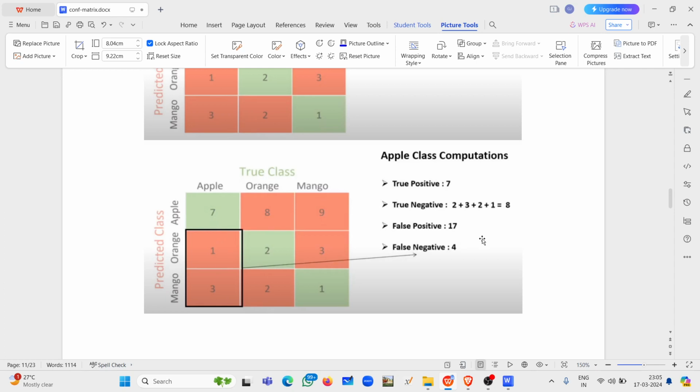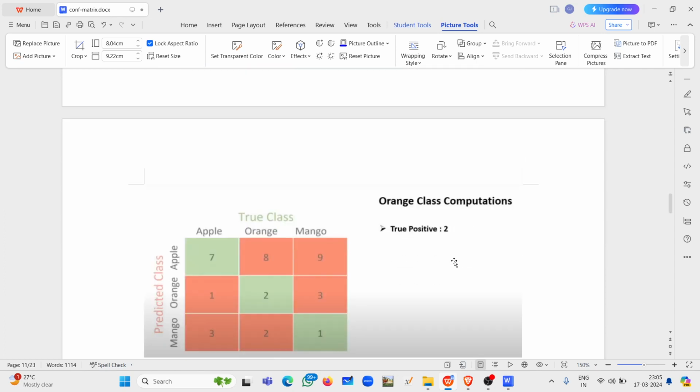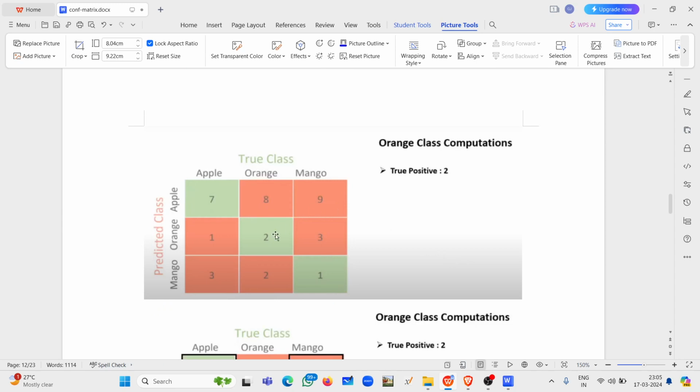Now for the apple class, we have true positive is 7, true negative is 8, false positive is 17 and false negative is 4, right? Similarly for the orange class, what is the true positive? It is 2, because this is the green color it is given.